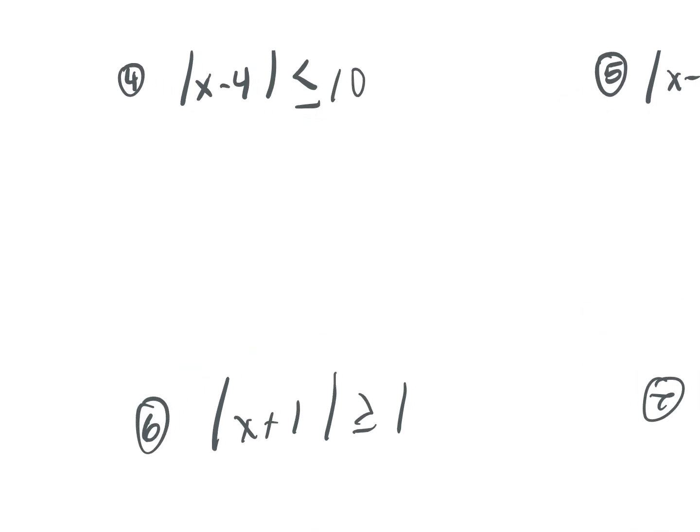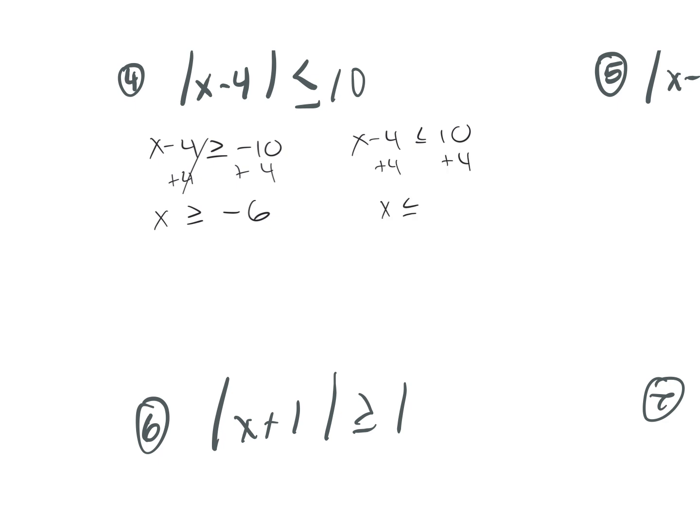So for number 4, we're going to go ahead and do the x minus 4 is greater than or equal to negative 10, and the x minus 4 is less than or equal to 10. I'll go ahead and add the 4 on both sides, which will give me x is greater than or equal to negative 6. Again, plus 4, so we get x is less than or equal to 14. Notice they're pointing towards each other. So this is going to be from negative 6 to 14.